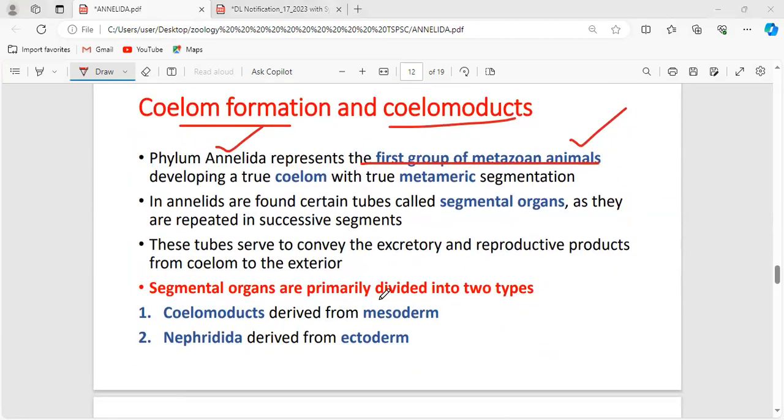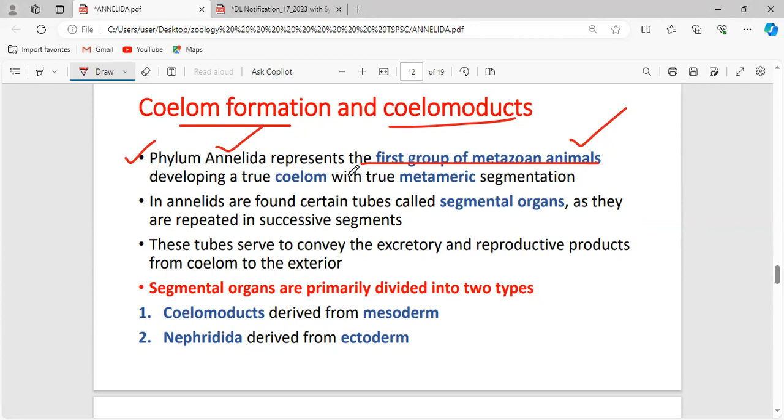Now, coelom formation and the coelom ducts. Phylum Annelida represents the first group of metazoan animals developing a true coelom. You have to connect this point with the picture I showed you on outline classification. The animal kingdom will be classified into two types, that is protozoa and eumetazoa. From the eumetazoa, we can further classify into parazoa, mesozoa, and enterozoa. From the enterozoa, we can classify further into radiata and the bilateria.